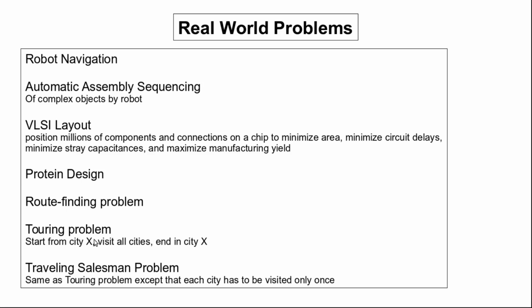The touring problem, where you need to start from a city X and then visit all the cities, and then come back to the original city. That problem also can be solved using search technique. And then the traveling salesman problem, which is the same as the touring problem, except that each city has to be visited only once. Again, this problem also can be solved using search techniques. And actually that's all for today's class.